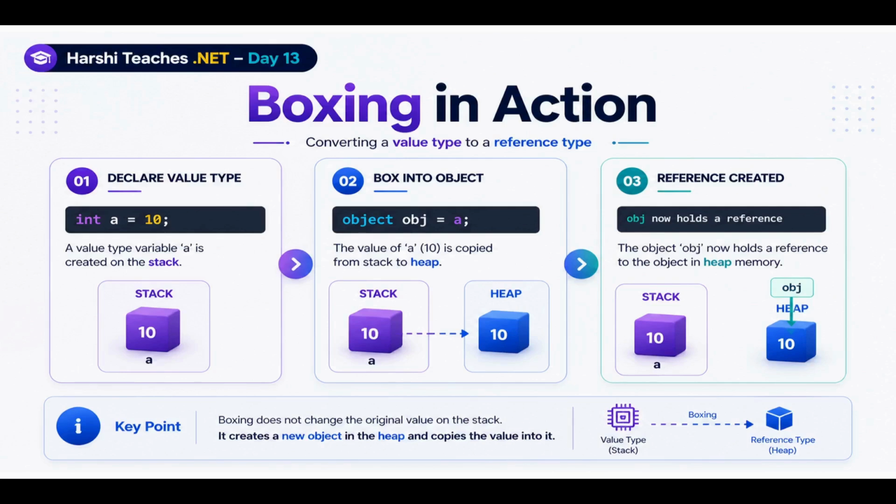The important thing to remember here is boxing doesn't change the original value. It simply creates a new object in the heap and copies the value into it. So in simple terms, what's happening here is the value starts in stack, gets copied into heap, and the object holds a reference to it. And that's how boxing works in action.